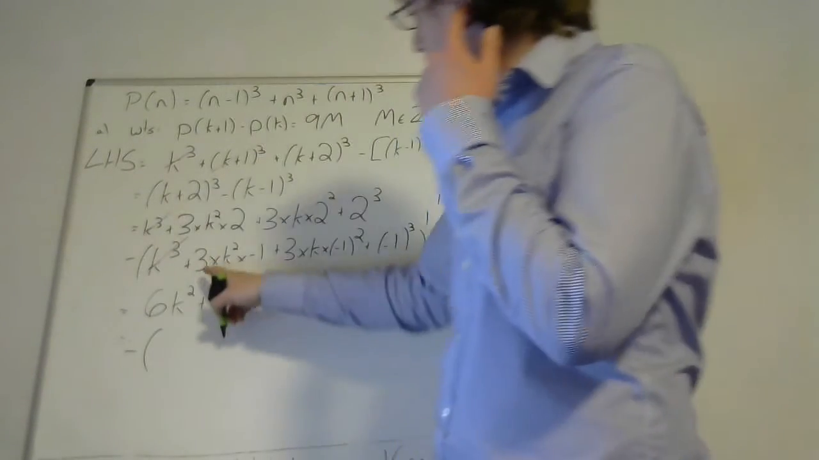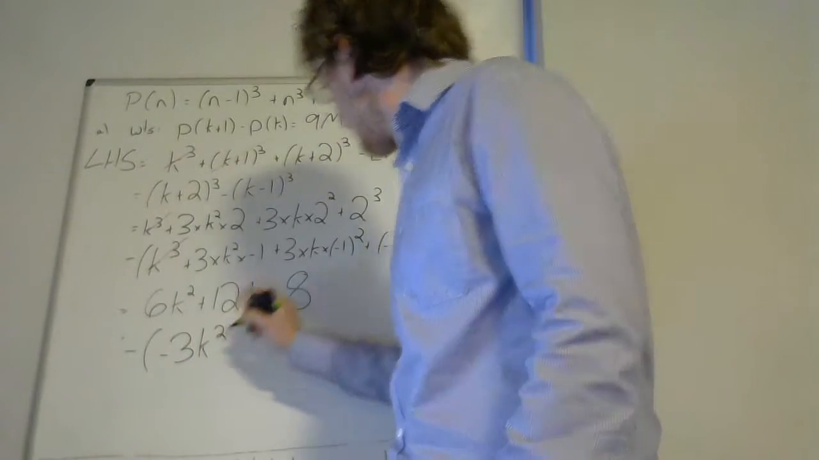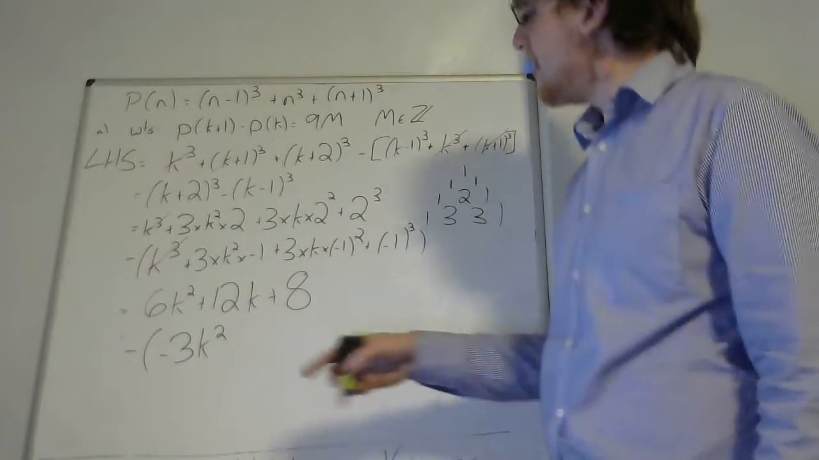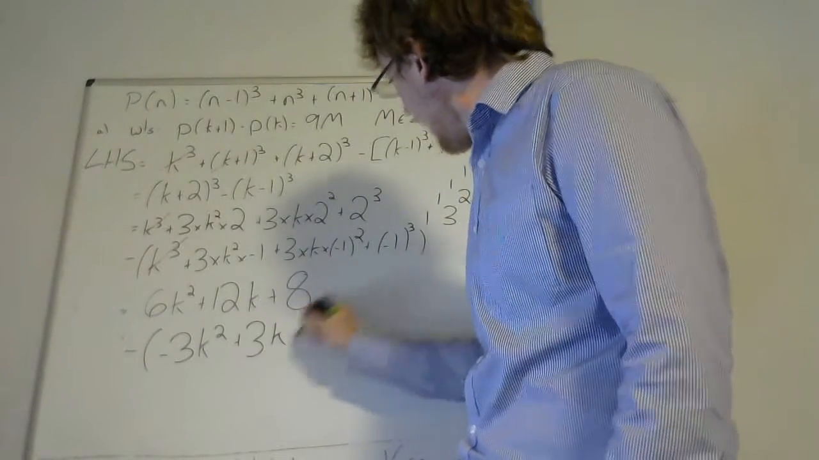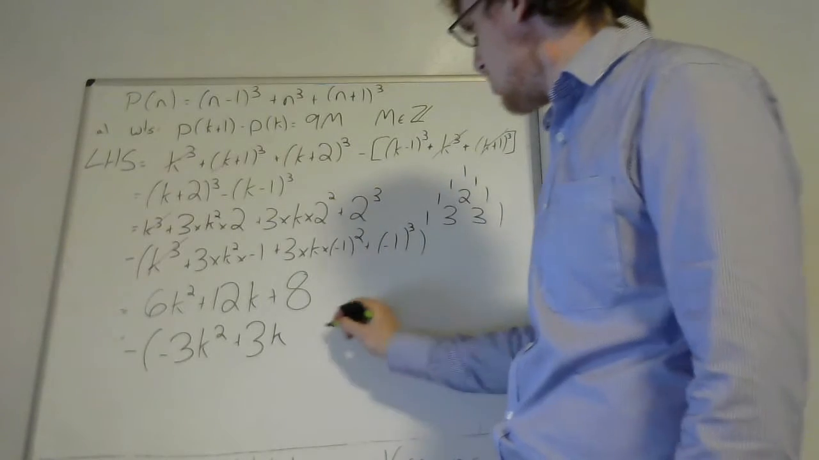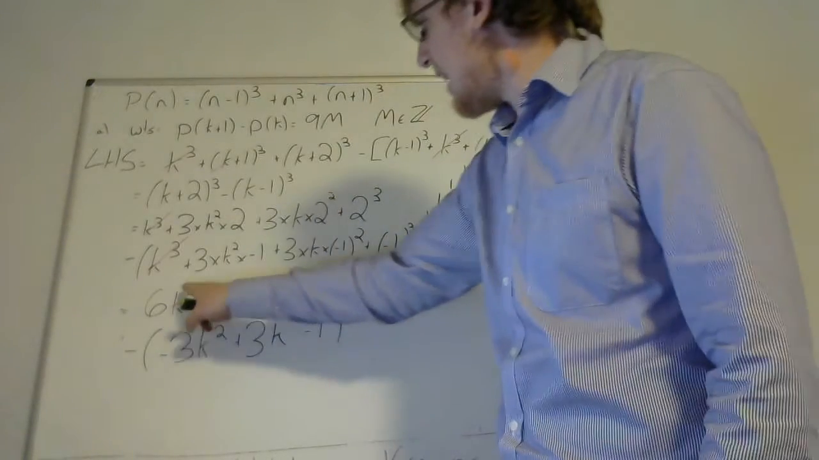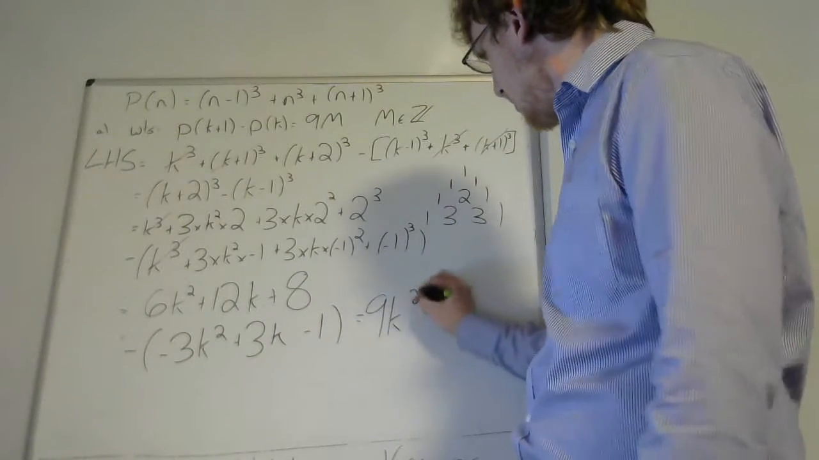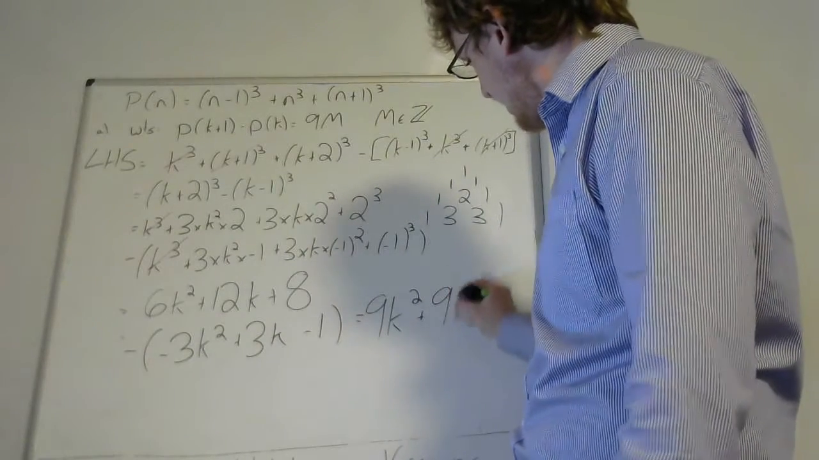And from that we're going to take away 3 times minus 1, which is minus 3k squared. Minus 1 squared is plus 1, remember that, plus 1. And then that's plus 3k. And minus 1 cubed is minus 1. Again, very important to get your brackets there. So 6k squared, take away negative 3k squared is 9k squared. 12k, take away 3k is 9k.